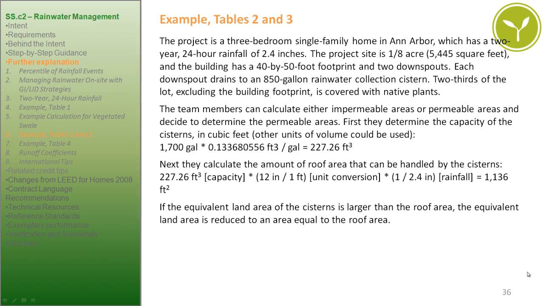227.26 cubic feet, that is the capacity, multiplied by 12 inches per 1 foot, that is the unit conversion, multiplied by 1 over 2.4 inches, that is the rainfall, equals 1,136 square feet. If the equivalent land area of the cisterns is larger than the roof area, the equivalent land area is reduced to an area equal to the roof area.